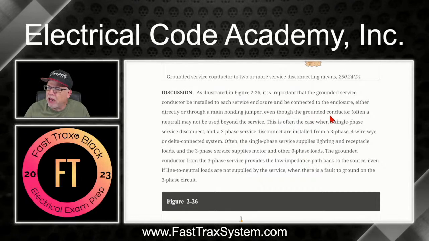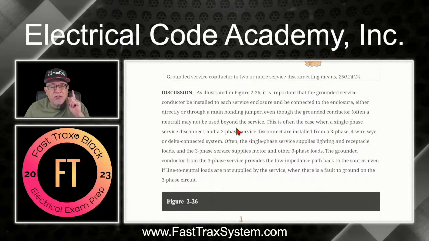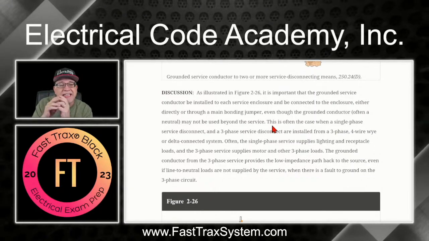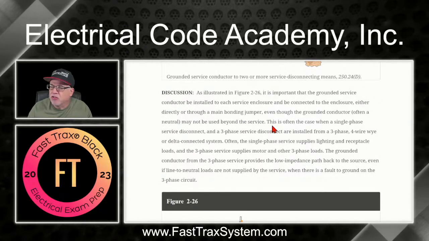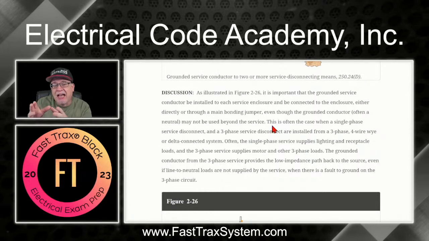Even though the grounded conductor, often the neutral, may not be used beyond the service, it means you bring it to the service, but maybe you don't need it downstream because you have only three-phase motor loads that don't need a neutral. Whereas in the other panel, you need a neutral, okay? So you brought the neutral to the service equipment. Beyond that, you may not need the neutral at that point. So it uses this illustration.